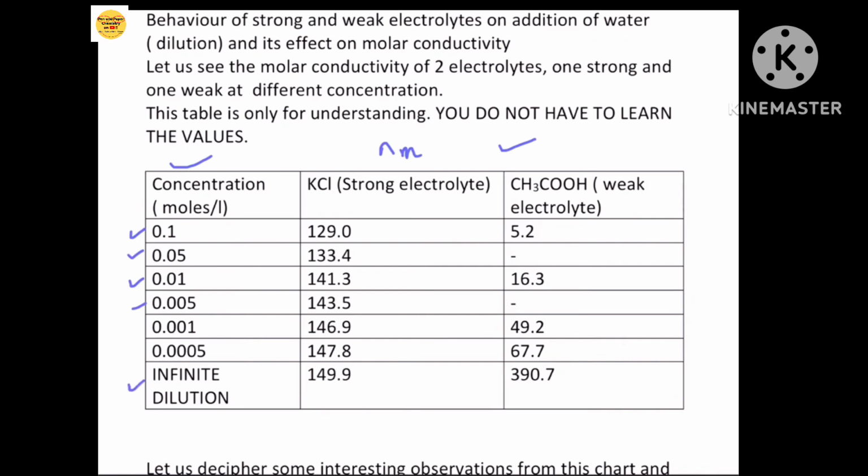That means a solution which is very dilute, so that further dilution does not show any variation in its molar conductivity. To make things simpler, I have taken examples of two electrolytes over here, a strong electrolyte, example KCl, and a weak electrolyte, example acetic acid, and we have tabulated the molar conductivity of these two electrolytes at different concentrations.